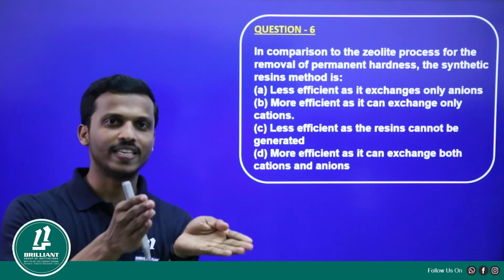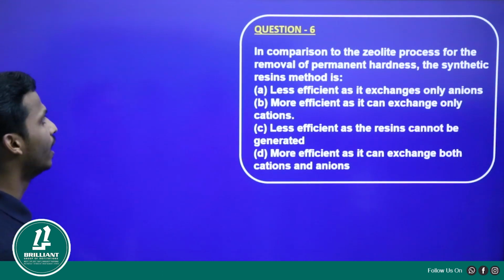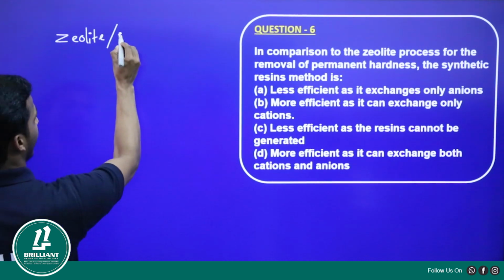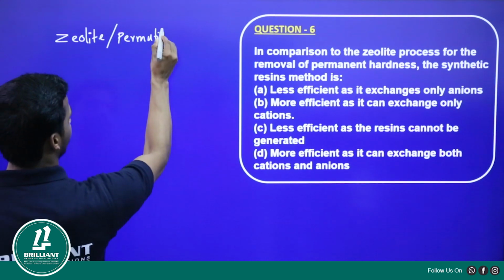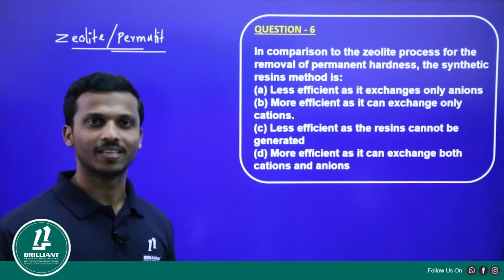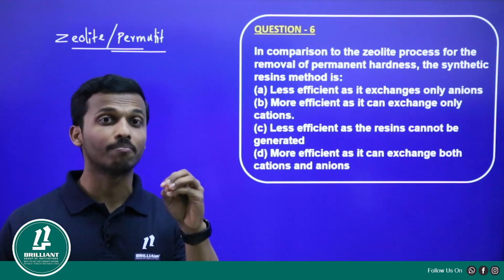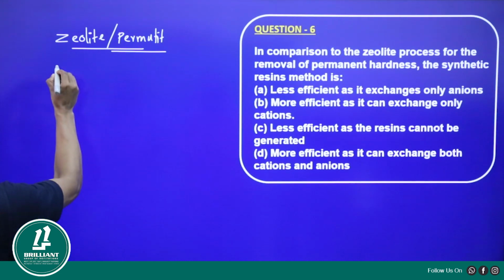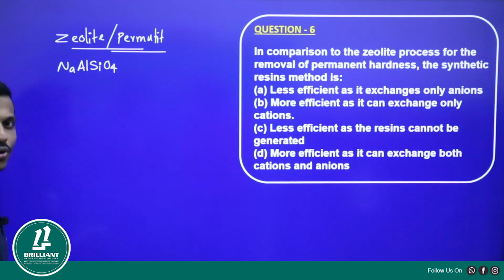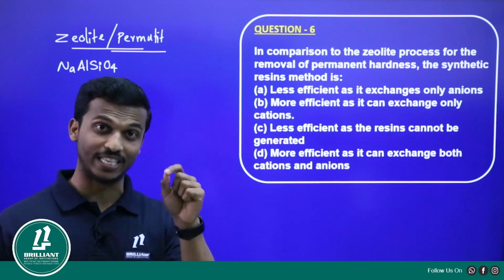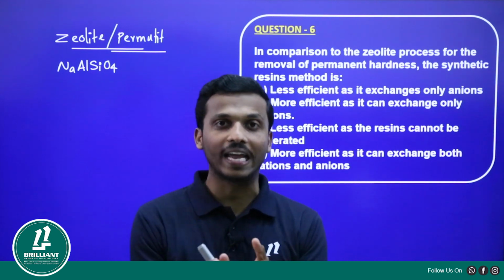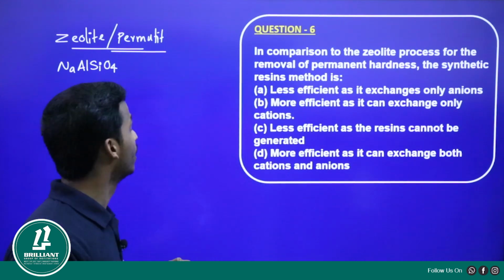So let's compare the zeolite and synthetic resin methods in detail. Here, zeolite. I told you zeolite is also known as the permutite method or ion exchange method. What is actually zeolite? Zeolite is chemically sodium aluminium silicate, NaAlSiO4. Sodium aluminium silicate is known as zeolite. Now, what is meant by permanent hardness? Hard water which contains calcium and magnesium ions, right? So let's treat this.